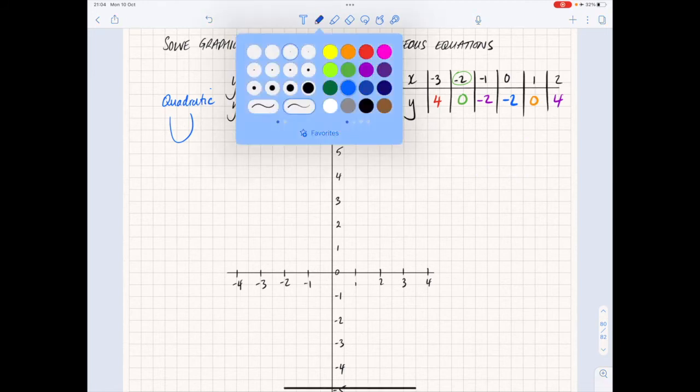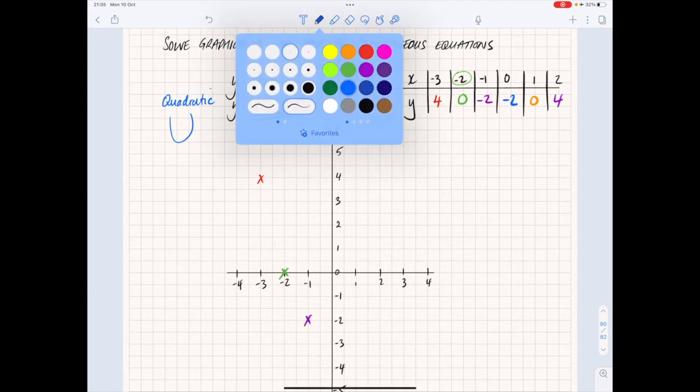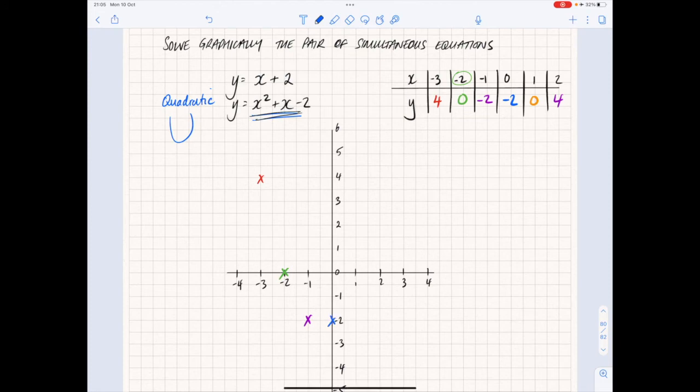So let's quickly plot this quadratic graph first of all, this U-shape. So we go -3. Remember, you're going x first and then 4. So -3, 4 is there. Next point in green, -2, 0 is on the line. -1, -2 is down there. 0, -2 is there. 1, 0 is there. And then 2, 4 is there.